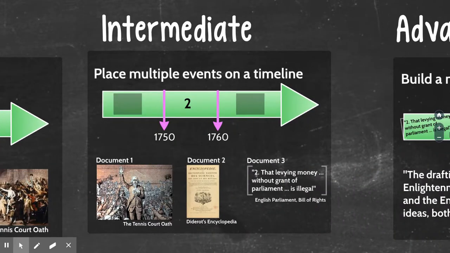If we look at a more intermediate version of the same question, you might ask students to place multiple events on a timeline. In this case, one is already given as a sort of flex point. So document number 2 happens in between, and then you have to place documents 1 and 3. Document 1 is the Tennis Court Oath, and document 3 is an excerpt from the English Parliament's Bill of Rights. So in this case, the outline would go something like 3, 2, 1. That would be a correct answer. So it's slightly more difficult than the beginner version.